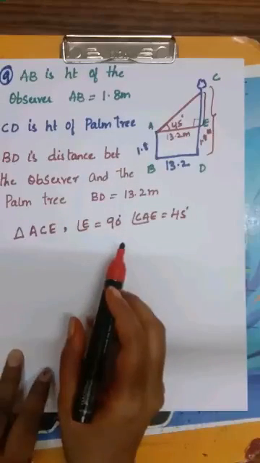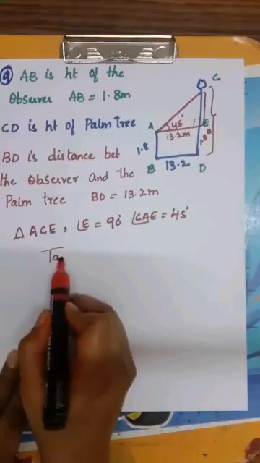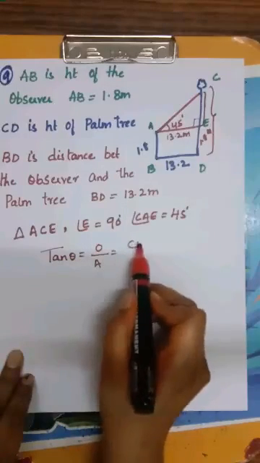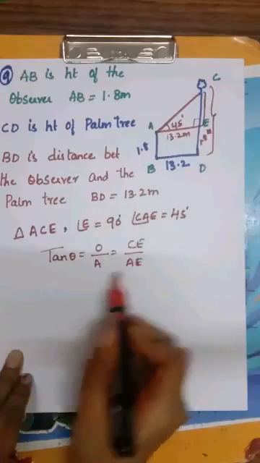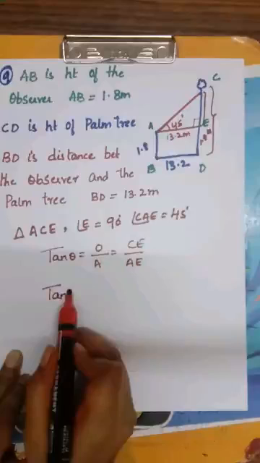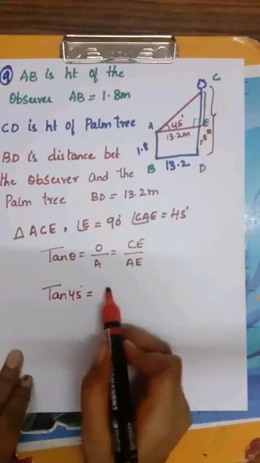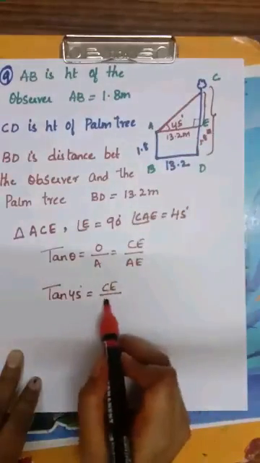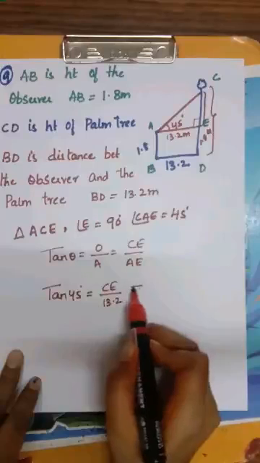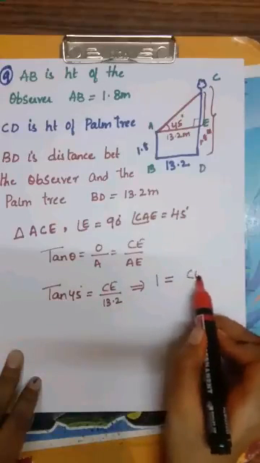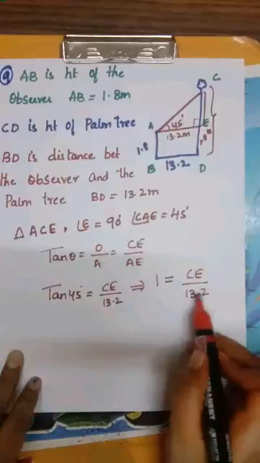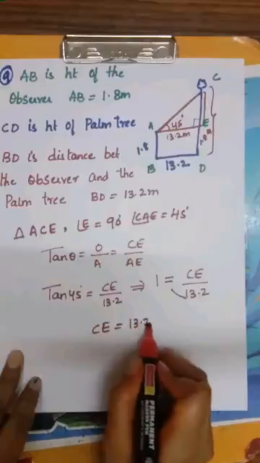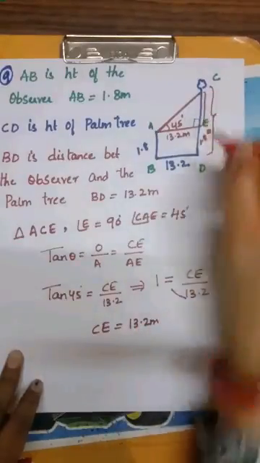देखिए यहाँ पर भी फिर हाइट और डिस्टेंस मतलब विच फॉर्मूला यू आर गोइंग टू यूज? tan theta is equals to O by A. That is CE by AE. थीटा की जगह हम लोग क्या सब्स्टिट्यूट करेंगे? 45. tan 45 degrees is equals to CE by AE, which is 13.2. Tan 45 value is 1 is equals to CE by 13.2. Cross multiply कर दो. CE is equals to 13.2 meters. हमको ये वाला भी आ गया CE.